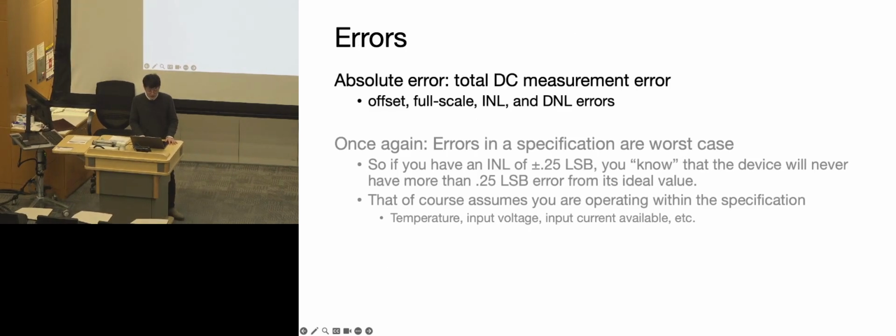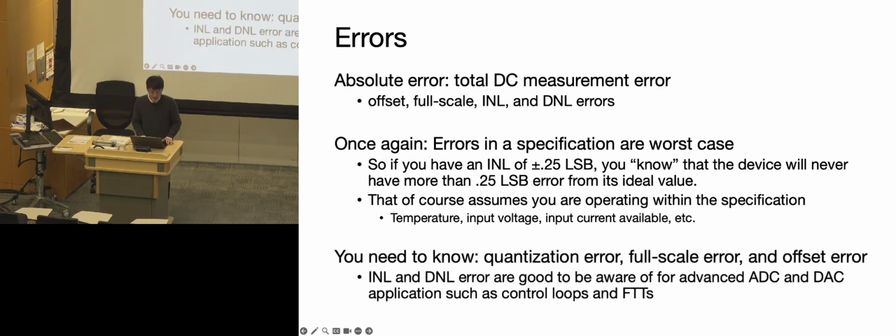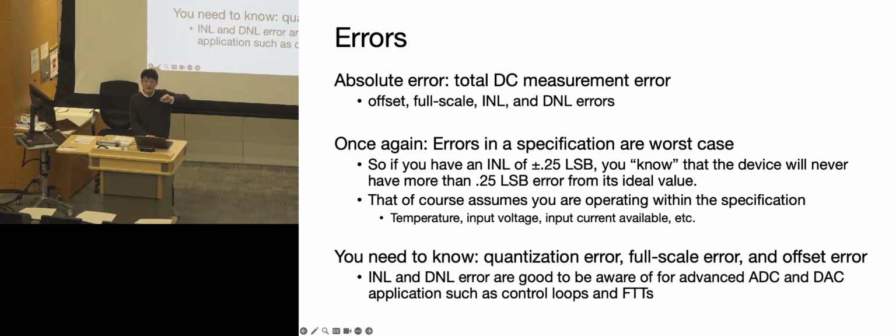Okay, so to give you a quick overview of the different types of errors. The absolute errors, the offset, the integral nonlinearity, the differential nonlinearity, every one of these errors is going to be specified in your data sheet, and that number is going to be the worst case scenario, so you can always expect it to be no worse than that. The more important ones, more commonly used in our class later, are the quantization error, the full scale error, and the offset error that we mentioned before. For integral and differential nonlinearity, we're just going to know they exist. We're not going to test you on that or anything.